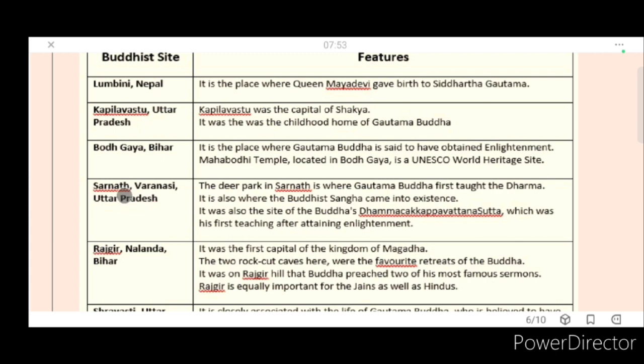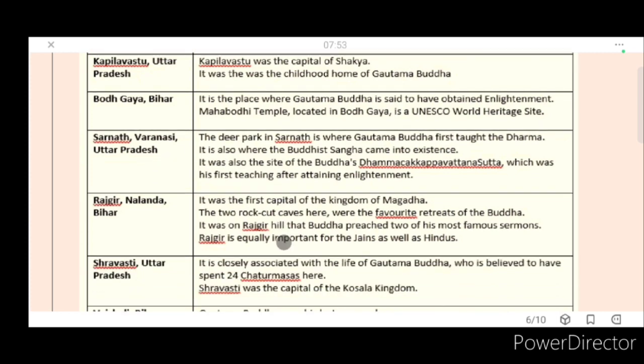Sarnath. Okay, in Sarnath, Deer Park is there. It is in Varanasi, Uttar Pradesh. Okay. So it is where the Buddha first taught the Dharma. Remember, first sermon is in Sarnath. Next, Rajgir in Nalanda. It is in Bihar.